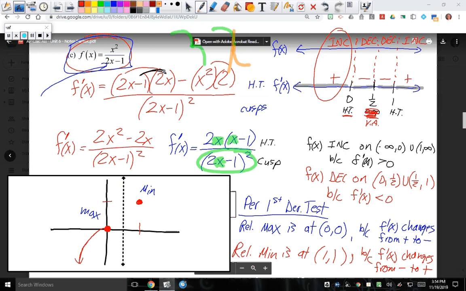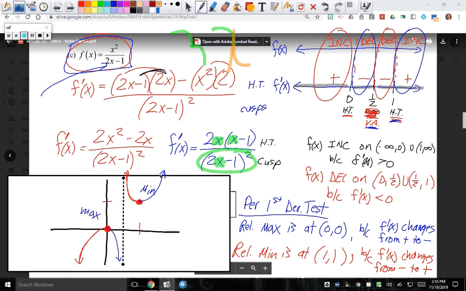Okay? From 0 to 1/2, we're going to decrease to a vertical asymptote. Decrease to a vertical asymptote. And the max still happened. We're going to decrease from 1/2 to 1 to a horizontal asymptote. So decreasing from this vertical asymptote to a horizontal asymptote. And finally, we're going to increase from a horizontal tangent off to the oblivion.